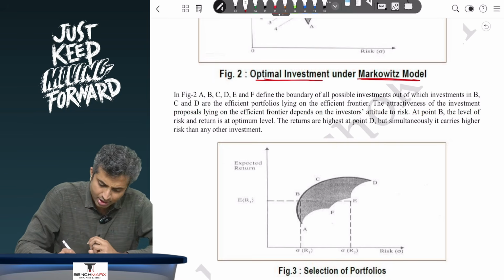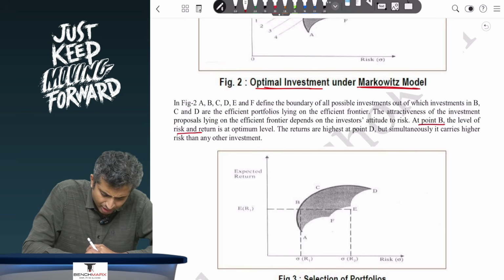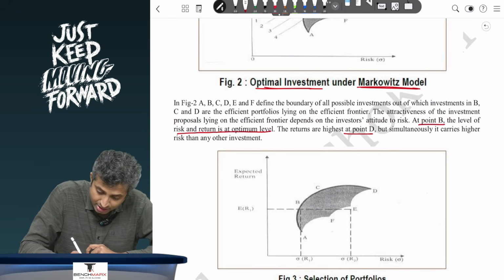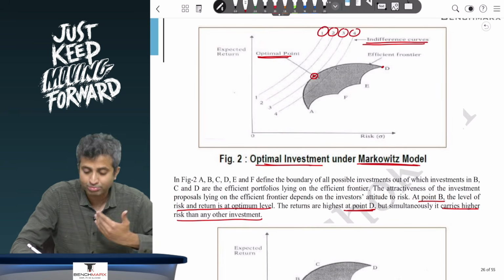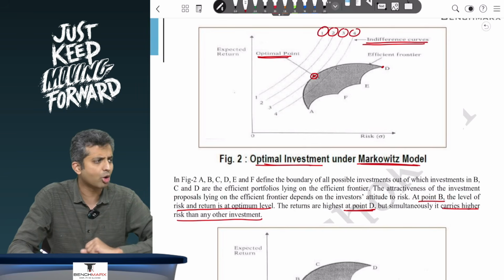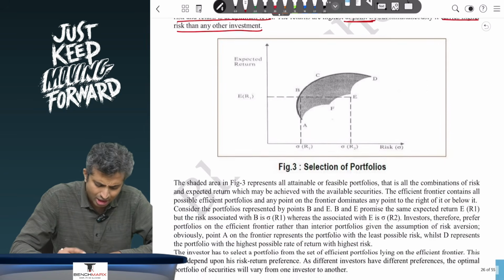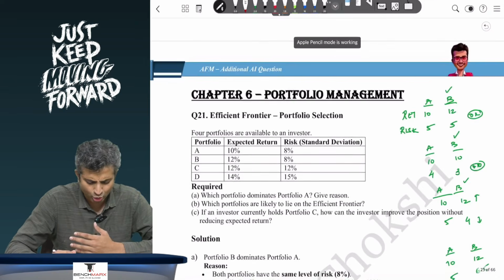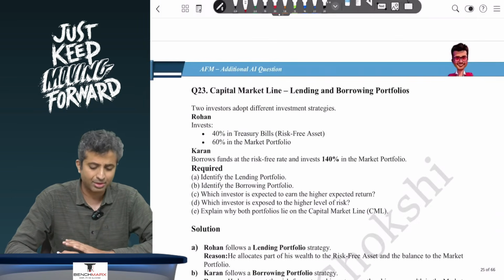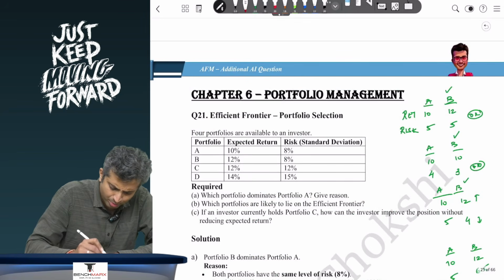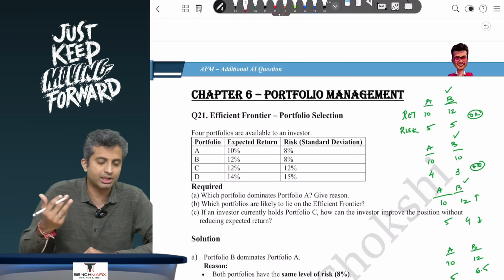They're just mentioning that at point B, the level of risk and return is optimum. The return is highest at D, but simultaneously it carries a higher risk than any other investment. However, you may not be ready to bear that kind of risk. So for you, D may not be the optimal portfolio. So over here, this is the tangency portfolio. Now we will try a question on that to apply this and then go into the capital market line concept as well. Like the efficient frontier, the numerical is not as intense as the theory probably sounds.